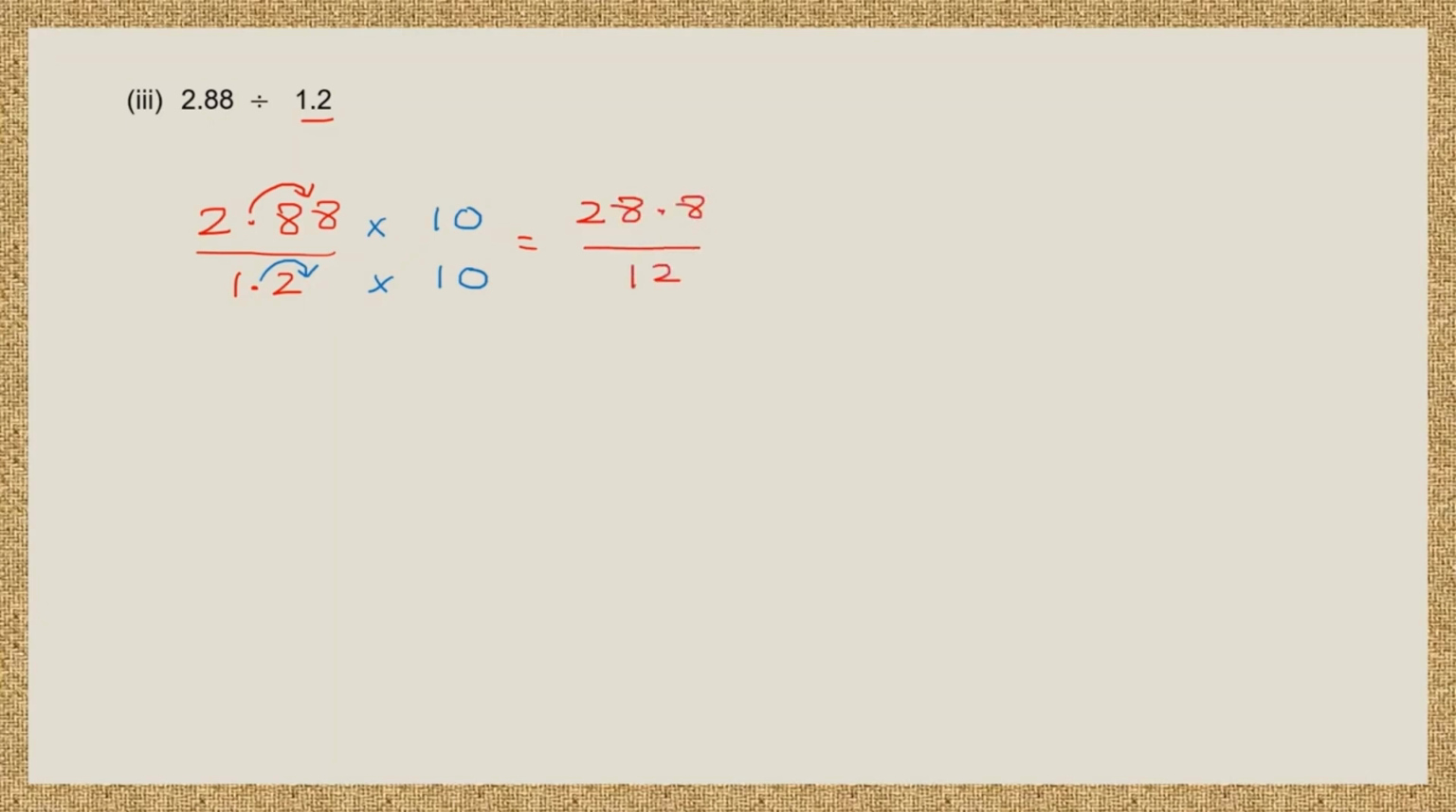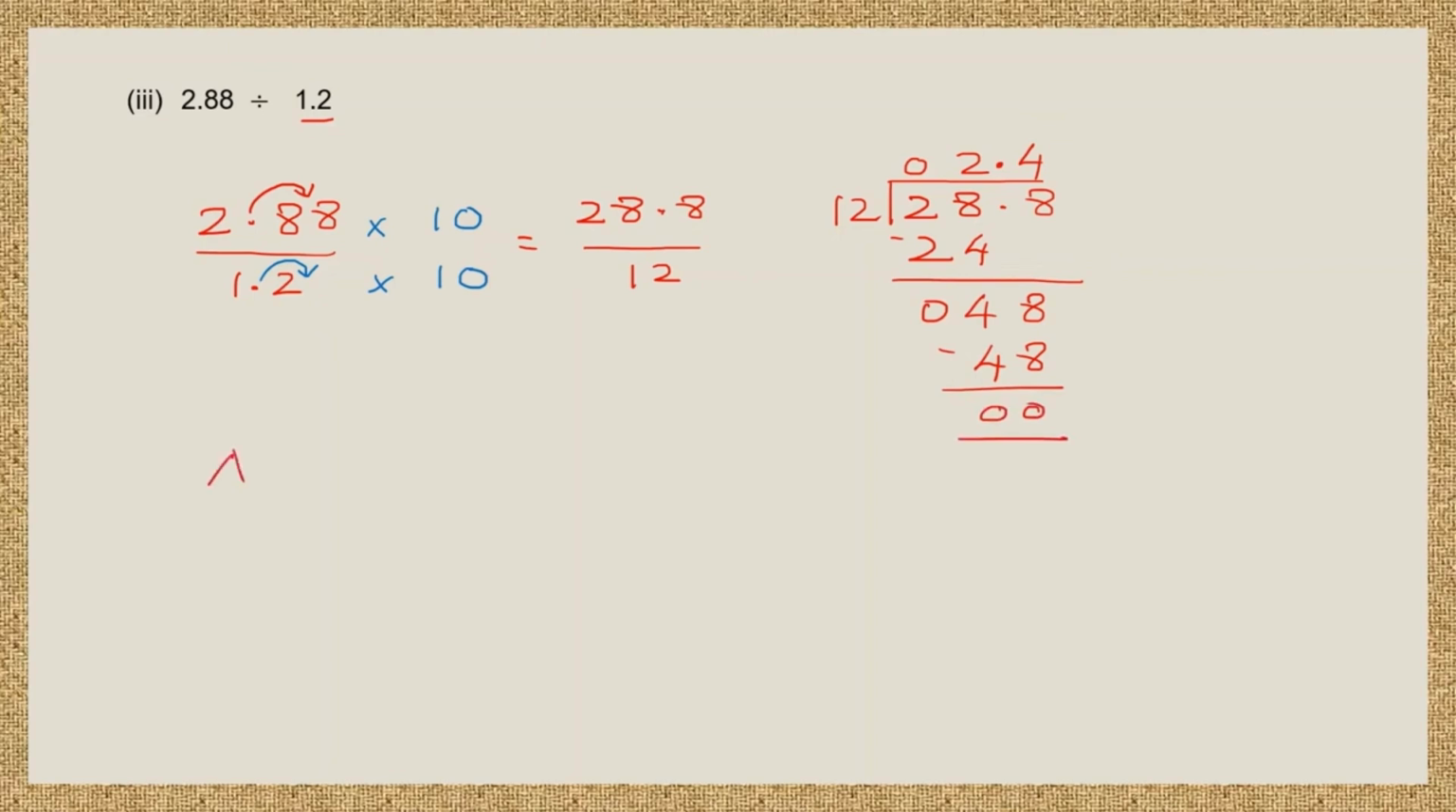Now I can do a normal division. 28.8 divided by 12. 12 twos are 24 minus 0. I bring down 8 minus 4 is 4. I write it down. I carry this point up. I bring down 8. Now my number is 48. 12 fours are 48 minus. So my answer to this question is 2.4.